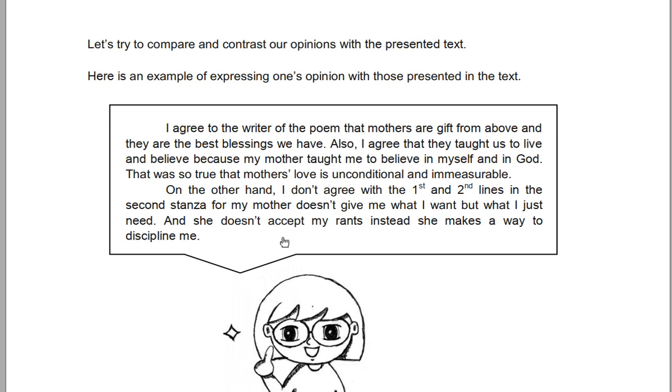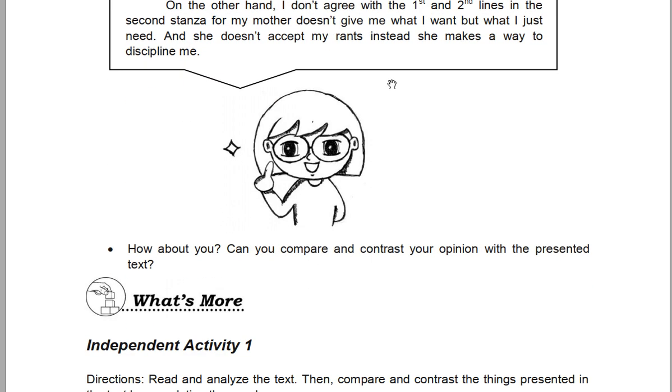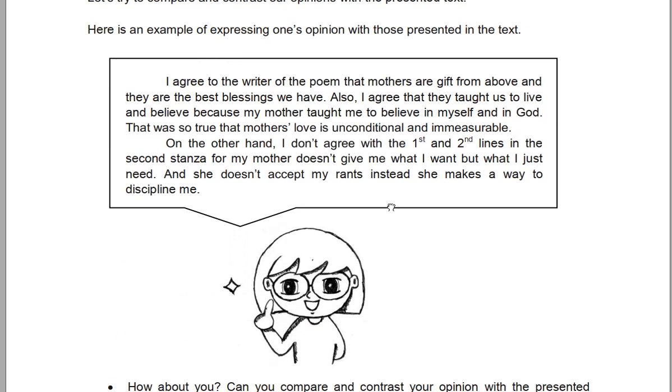So remember the opinion marking signals that we have studied last time in our previous module. You can use them to express your opinion, to show agreement and disagreement. So that will be really helpful. Okay, so that would be for this module.